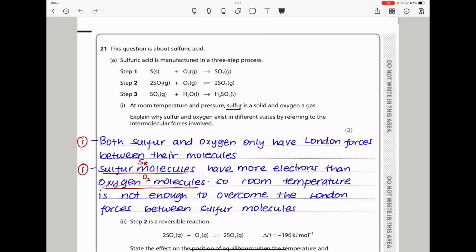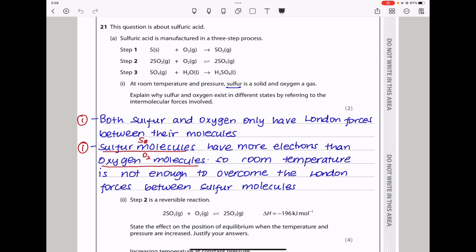Question 21. This question is about sulfuric acid. Sulfuric acid is manufactured in a 3-step process. In the first step, we see sulfur reacting with oxygen to form sulfur dioxide, then sulfur dioxide with oxygen to form sulfur trioxide, and then sulfur trioxide with water to form sulfuric acid.